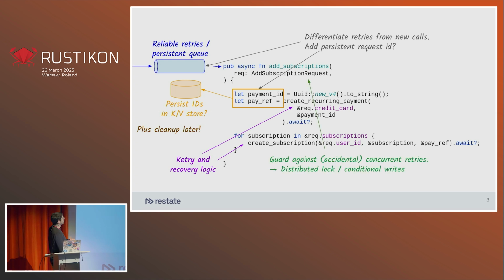And on top of all of this, because you have retries, you might incur the problem of accidental concurrent retries. If you have this persistent queue, when it does the retry, it starts, for example, in a separate task, the execution of our subscription, you might end up having two concurrent retries of the same logical request. So in the general case, you might end up adding something like distributed locks or conditional writes to solve this.